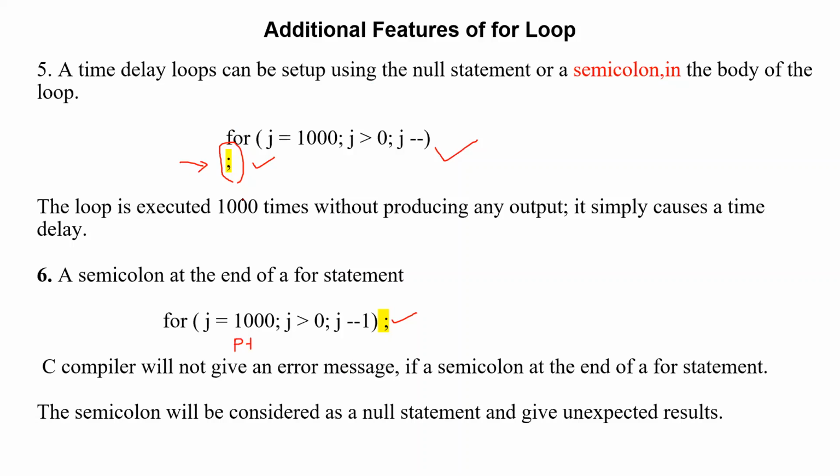Got it? So as I told before, if you give a semicolon at the end of the for statement, it will give an unexpected result, because without knowledge we may just put a semicolon. Just like if you put a semicolon at the end of void main. I told you that at the end of a while statement we should not give a semicolon, but at the end of a do while we have to give a semicolon.